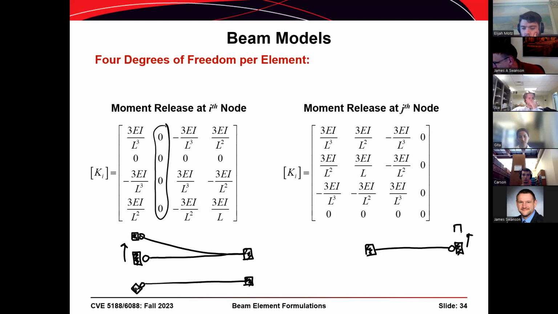When we move this node upwards like that, the displaced shape that we would end up with would look like this. And when we rotate that node by 1 unit, 1 radian, because it's pinned, there wouldn't be any deformations to the member whatsoever. And that gives us our fourth column of zeros in that case.